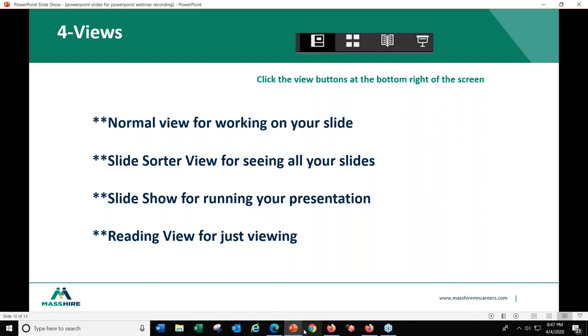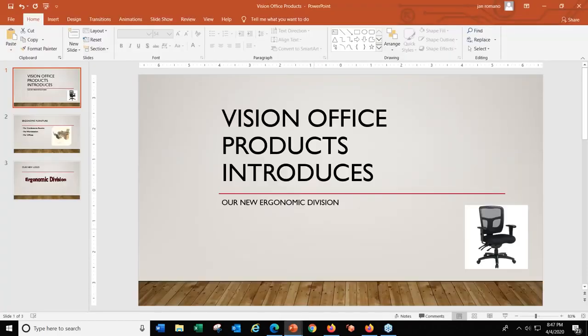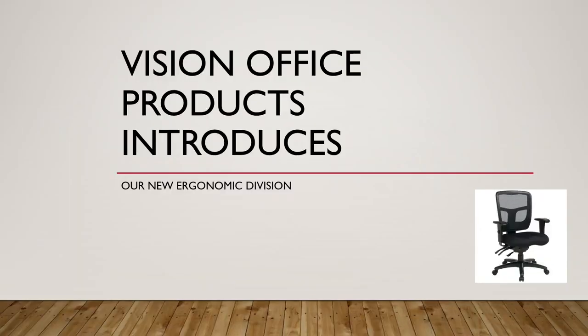So let's go back to our PowerPoint presentation. And remember, this is Normal View. You would never want to give a presentation in Normal View because your audience would see the ribbon. They would see the miniatures on the left-hand side. So we're going to come down and click on Slideshow. So now notice the slide fills the screen. This is what the audience would see.